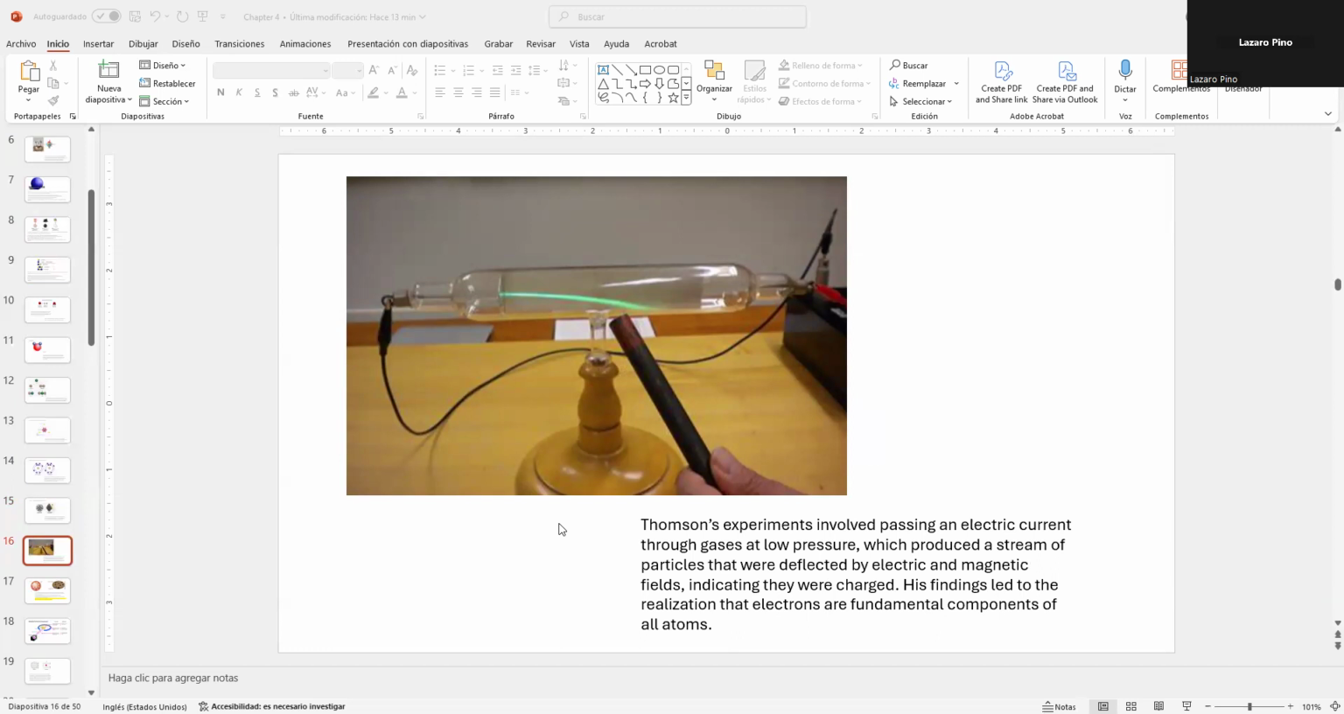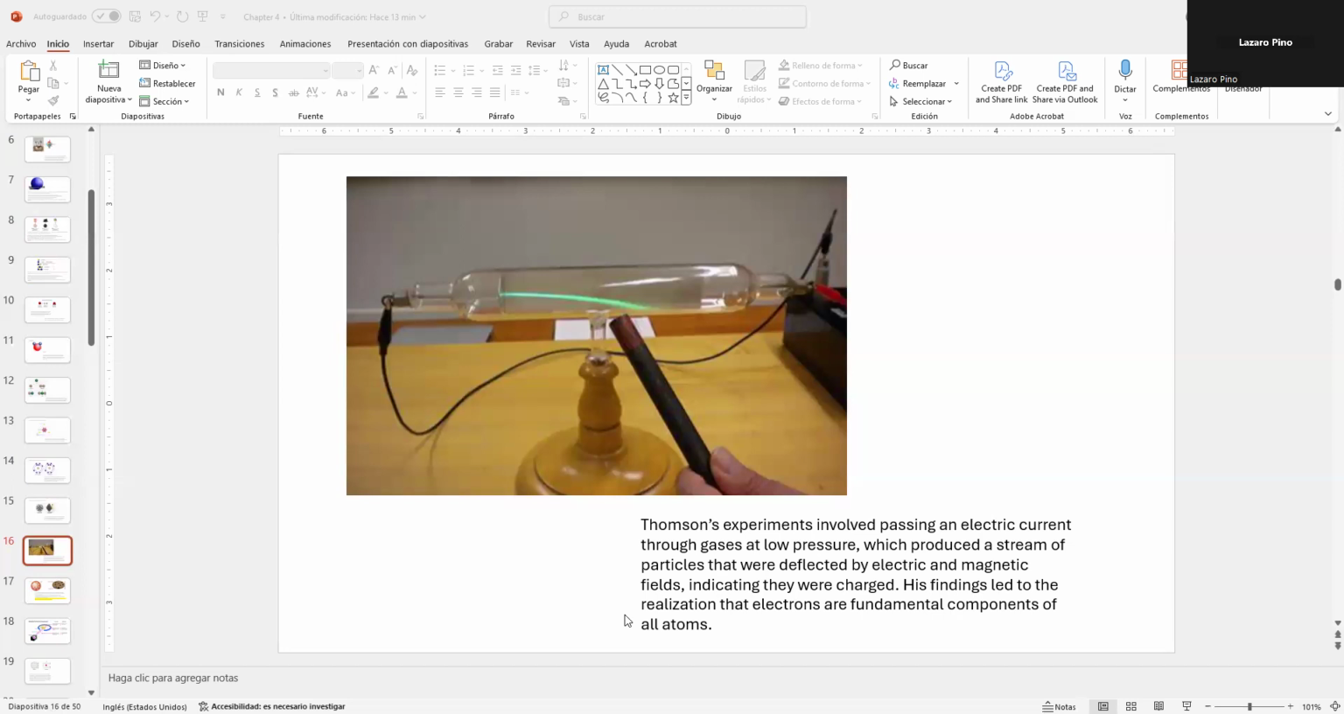The first subatomic particle that was discovered was the electron. Thomson's experiments involved passing an electric current through gases at low pressure, which produced a stream of particles. But this stream could be deflected by electric and magnetic fields, indicating that they were charged. His findings led to the realization that electrons are fundamental components of the atoms.